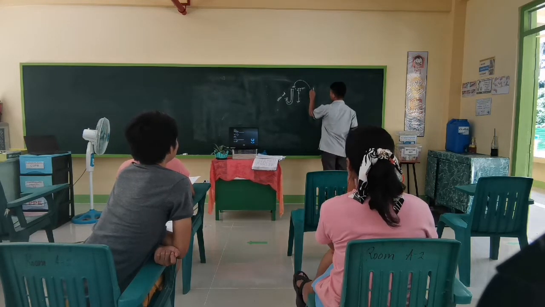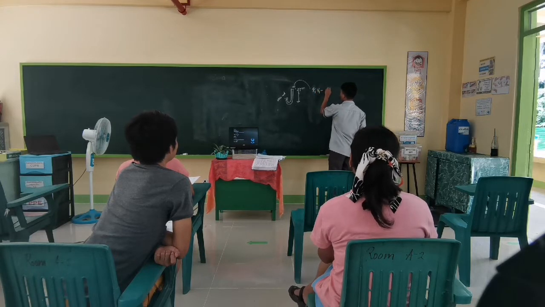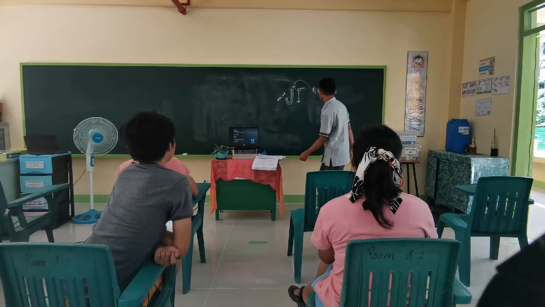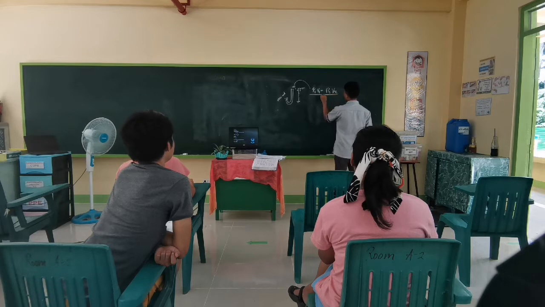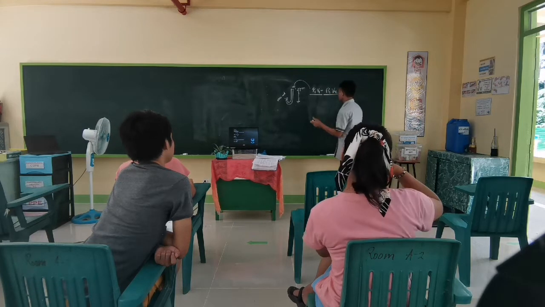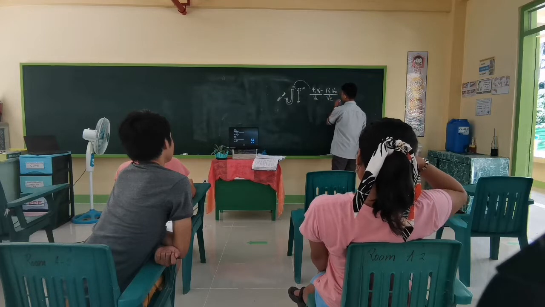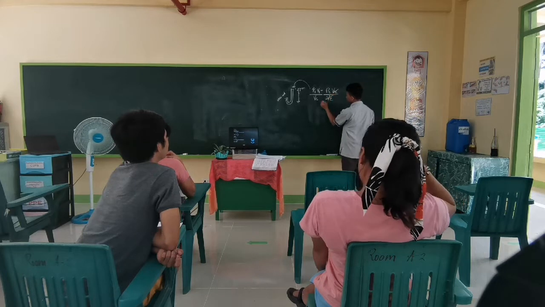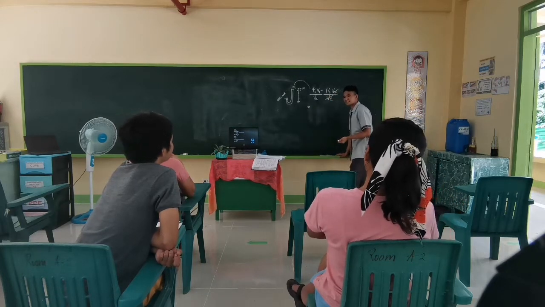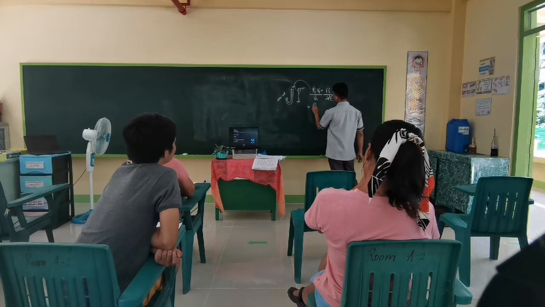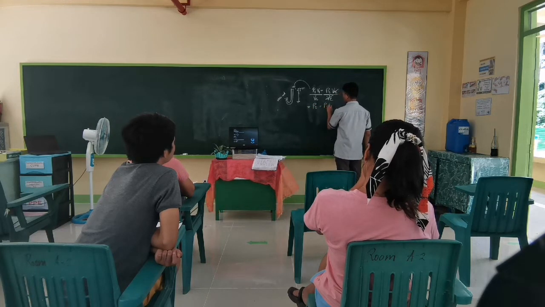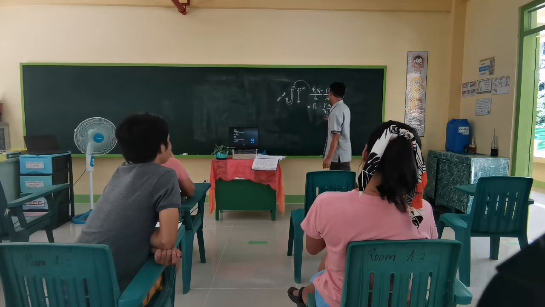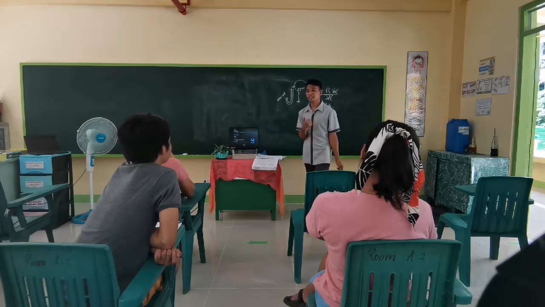Remember the formula? Yes, sir. P1V1 is equal to P2V2. If you're looking for P2, just divide both sides by V2. Now, what are you going to do next? Cancel the V2. So P2 equals P1V1 over V2. Now, this is already my formula to find the final pressure.